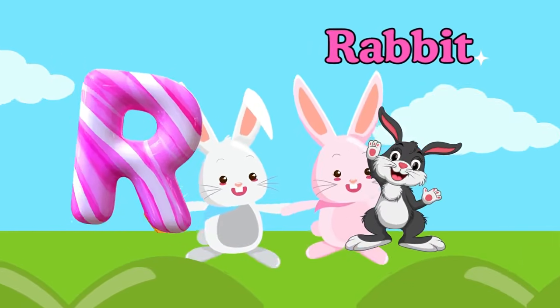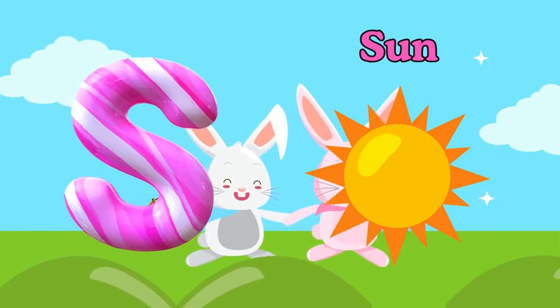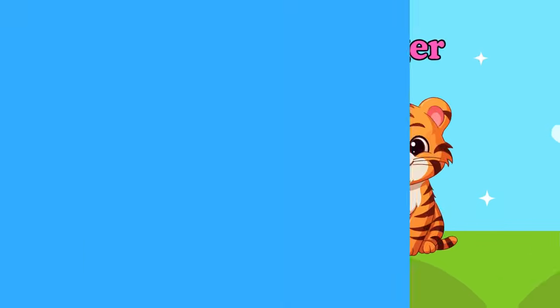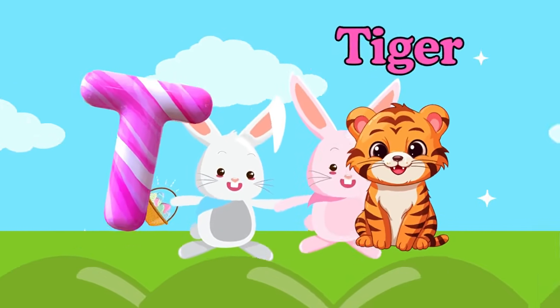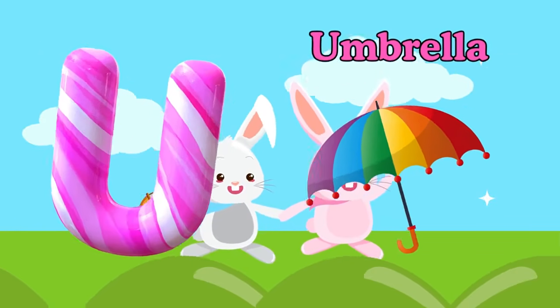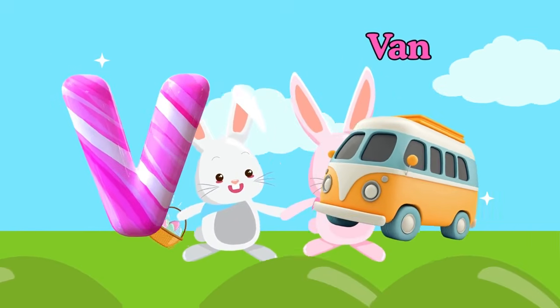R is for rabbit, rabbit. R is for rabbit. S is for sun, sun. S is for sun. T is for tiger, tiger. T is for tiger. U is for umbrella, umbrella. U is for umbrella. V is for van, van. V is for van.